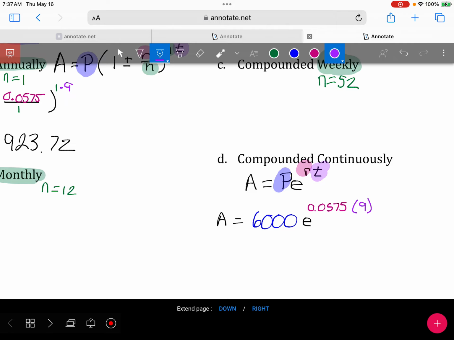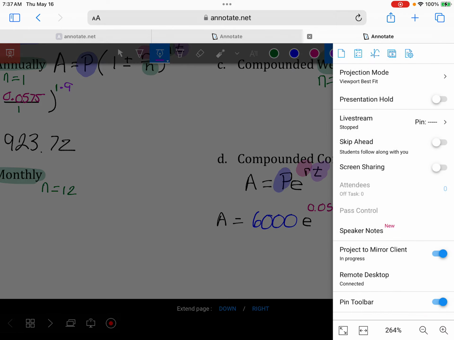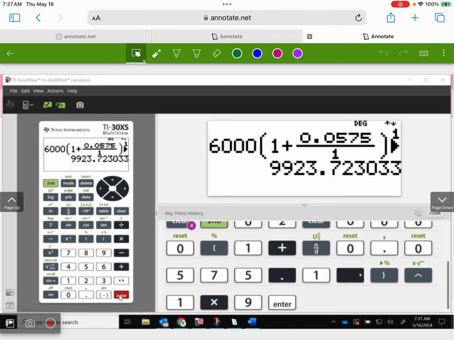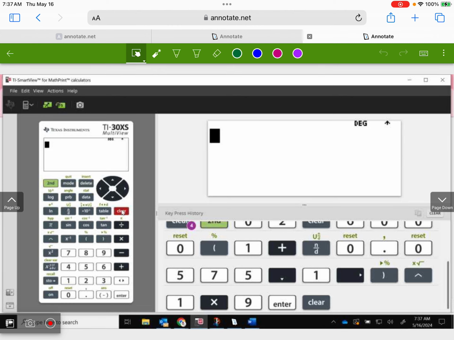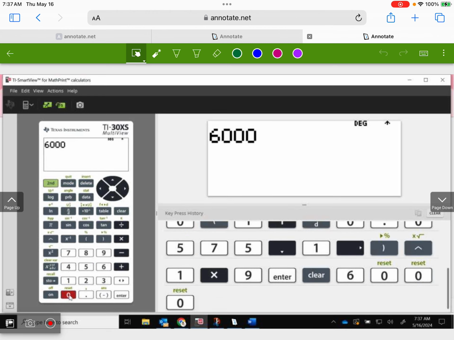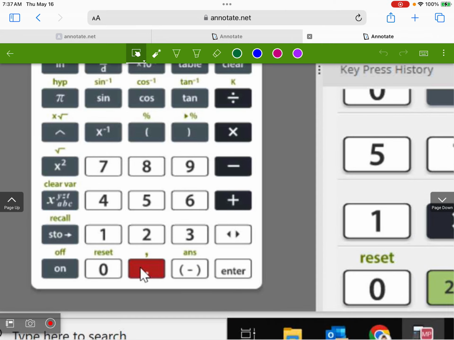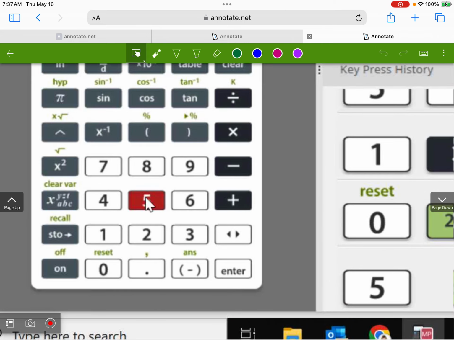And again, I'm going to show you where to find e on the calculator. I'm going to clear it out. We're going to put our 6,000. To get e, we hit the second button, so hit that green one in the top left, and then we hit our LN, that natural log button. It gives us our e and kicks us right up into the exponent. So we can just keep typing our 0.0575 times 9.